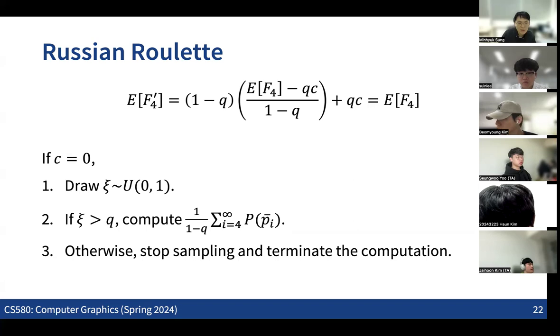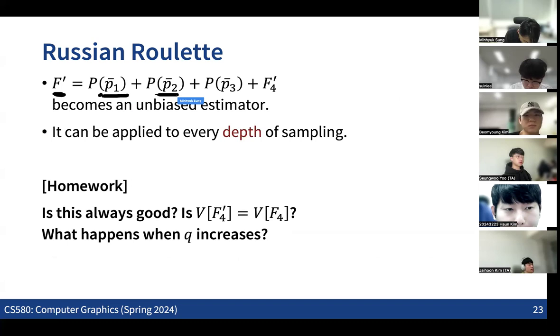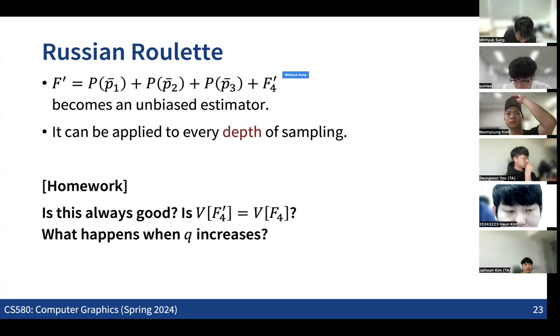Then what we can see is that if we have this new estimator that has the light emission and direct illumination and also the indirect illumination, with this larger Russian roulette estimator, then we can also result in an unbiased estimator. And we can apply the same Russian roulette idea at every depth of the sample. So that's just some of the ideas for making the computation more efficient.